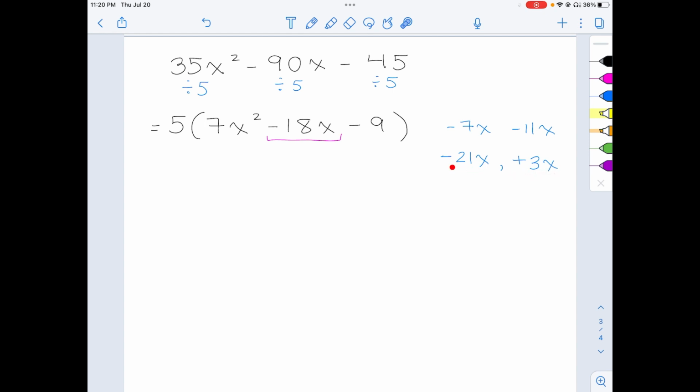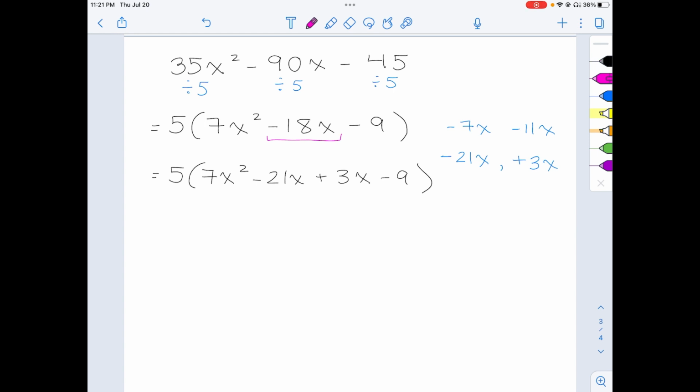And this will work because 21 is a multiple of 7, so that will be able to be common factored. And then 3 is obviously a factor of 9, so that will be able to be common factored as well. Okay, so I'm going to rewrite this here as 5, then I'll have 7x squared minus 21x plus 3x minus 9. Okay, so I'm splitting it up there, and again, I want the terms going in the spot that will pair them up with something that can be divisible.